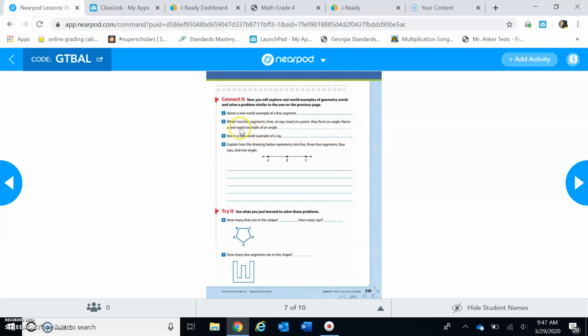All right, let's look at number 3. It says when two line segments, lines or rays meet at a point, they form an angle. Name a real world example of an angle.